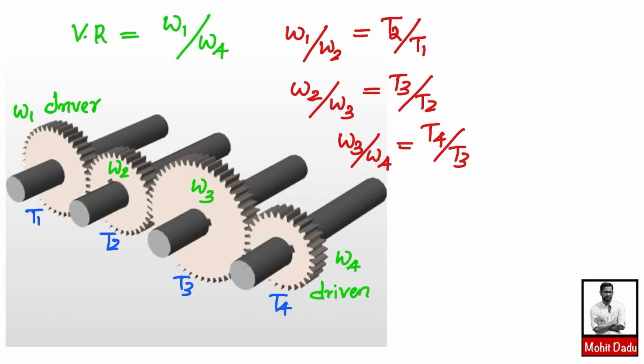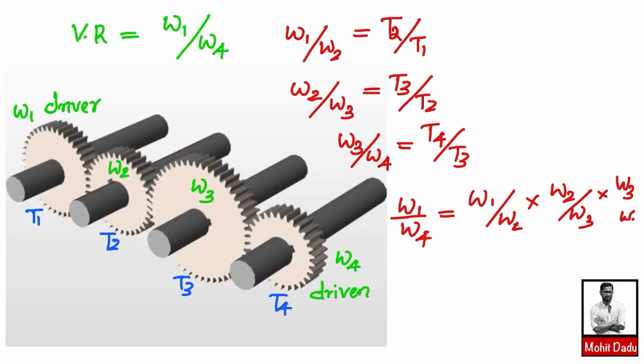If you multiply all of these terms, you will get the velocity ratio, that is omega 1 by omega 4, which can be found as omega 1 by omega 2 into omega 2 divided by omega 3 into omega 3 divided by omega 4. That means these terms will get cancelled and finally you will get omega 1 divided by omega 4. If you multiply all the right hand sides, then T2 and T2 will get cancelled and T3 and T3 will get cancelled, and finally you will get this ratio as T4 by T1.